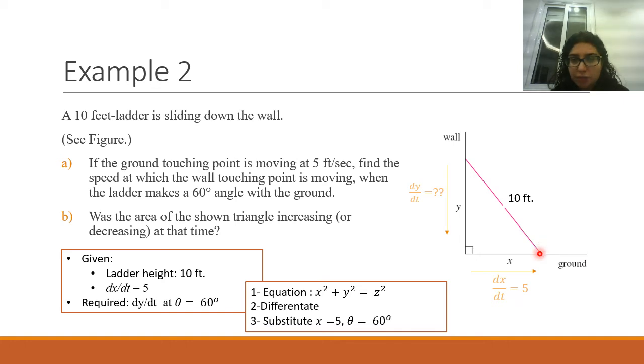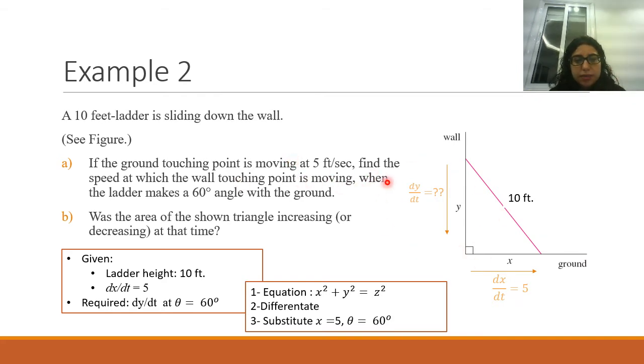touching point is moving at 5 feet per second, this ladder is falling down, so most probably this point is going down, and this point is going to the right. So here is the symbol x for this distance, and I said that dx by dt is 5. Find the speed at which the wall touching point is moving, this point. So I gave this a symbol of y, and I said it's required to know what is dy by dt.